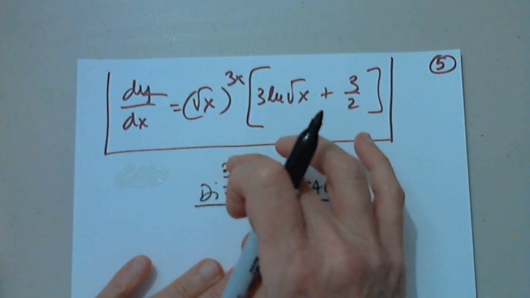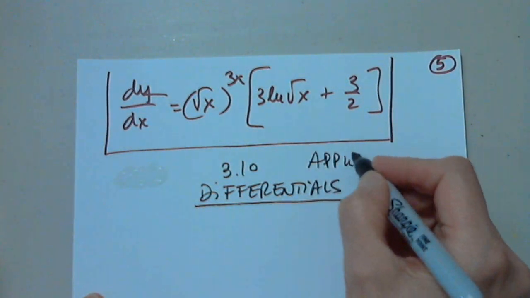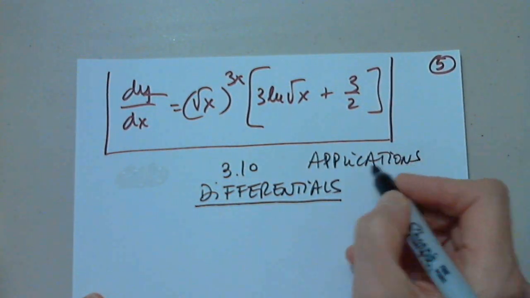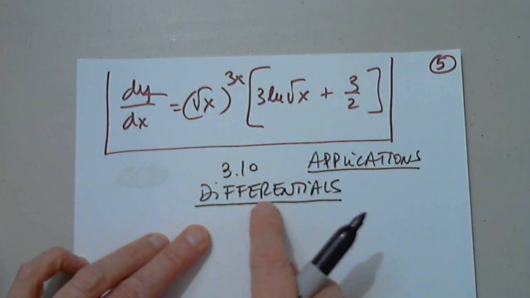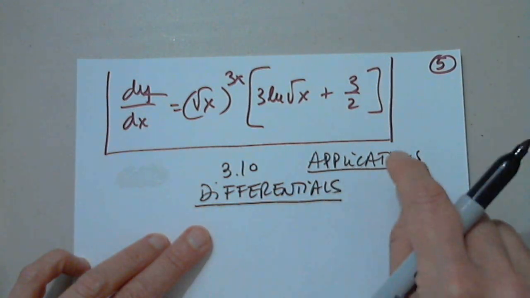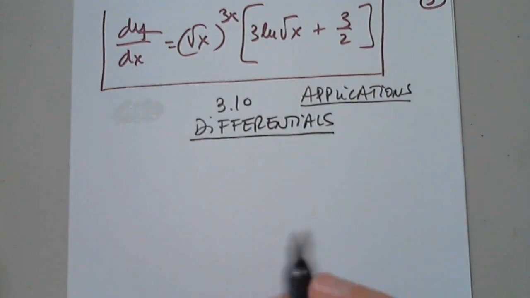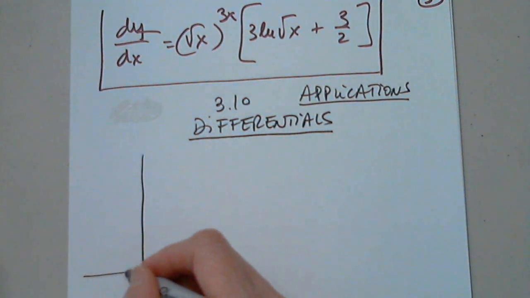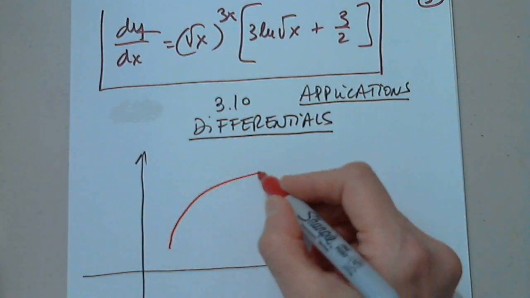So the entire chapter 3 deals with applications. We didn't get to the application because I have to explain what this means, and then we'll get to applications to see where differentials are applied and what's the purpose of this. So let's go back to that graph. First, I need to explain what they mean and how we determine them.